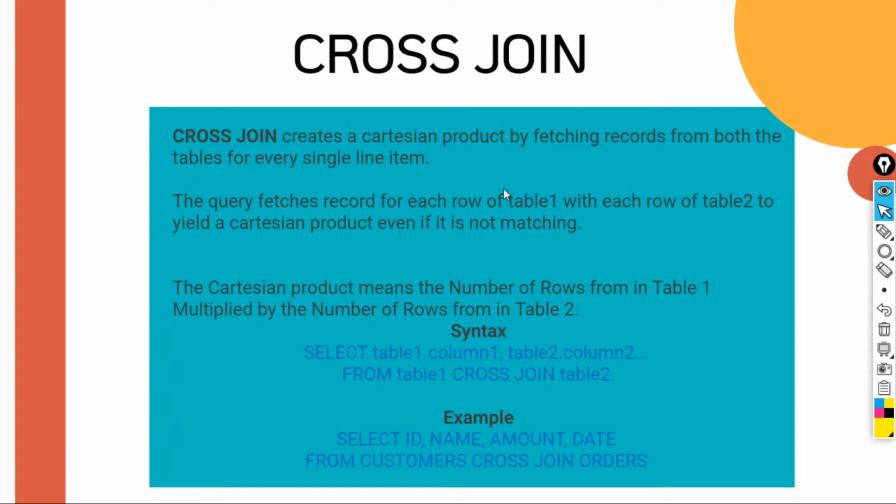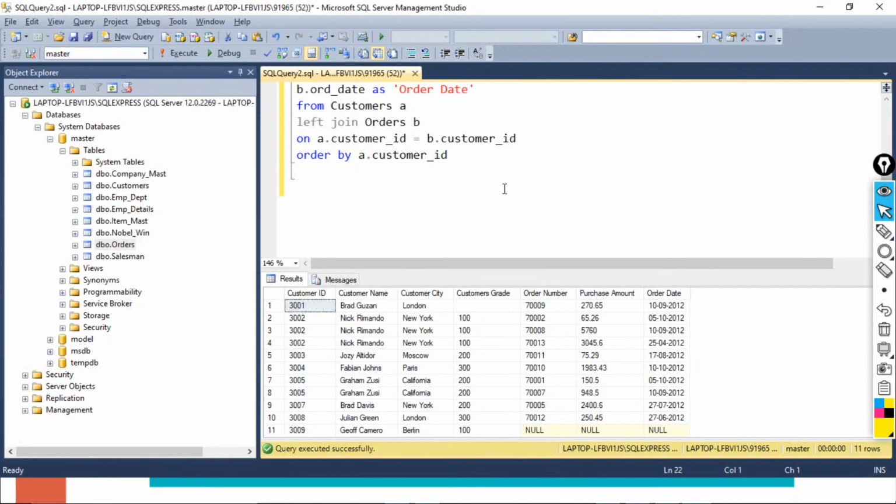What it will do is, if there are 5 rows in table A and 5 rows in table B, it will simply multiply each row with every other row in the second table. So 1 into 5, 2 into 5, 3 into 5, 4 into 5 and 5 into 5, finally giving us 25 line items. Now let me show you with an example.